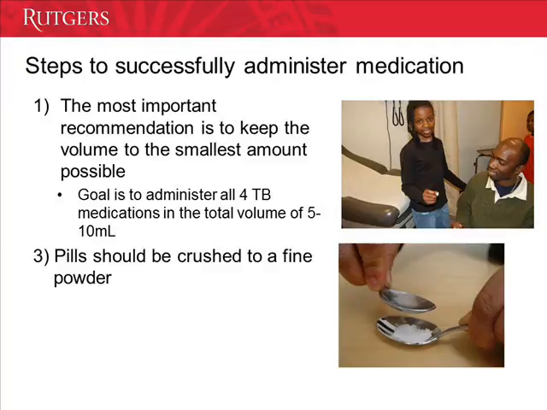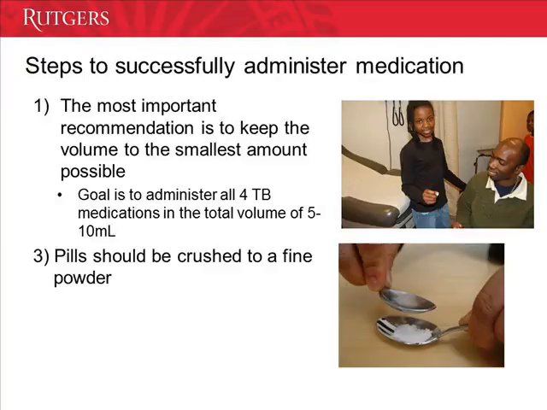We recommend keeping it to the smallest amount possible. If it's a child with TB disease, you should be able to get the 4 TB medications in a total volume of 5 to 10 mLs. And we've been able to do that. Many times we're called in to consult with problems with children adhering to the treatment or having problems where they're vomiting. And sometimes it just has to do with reducing the volume.